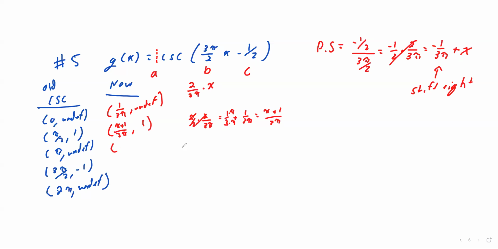And then this one, again, doing some side work, that'd be pi times 2 over 3 pi, which would just give me 2/3. And then I need to add the 1/3 pi. So again, that would give me 2 pi plus 1 over 3 pi. And then this would stay undefined.